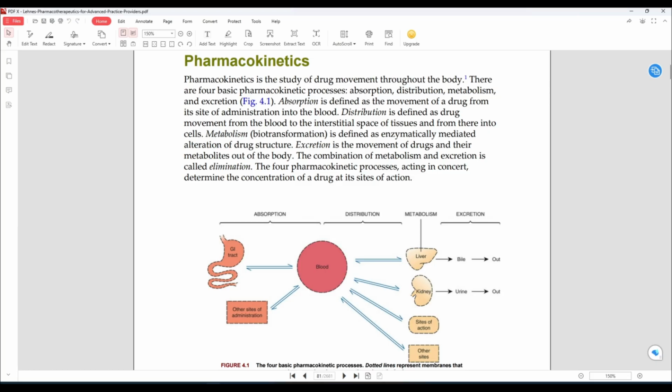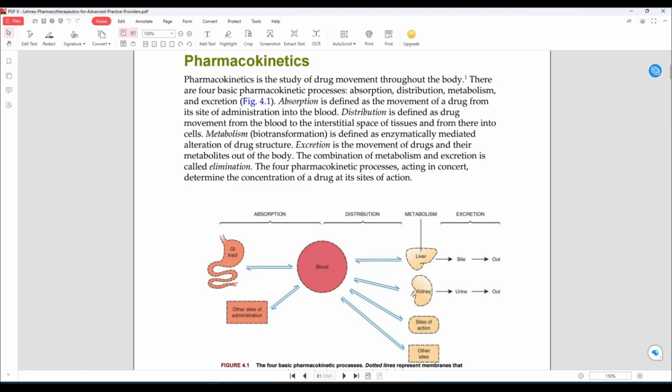Metabolism, or biotransformation, is defined as enzymatically mediated alteration of drug structure. Excretion is the movement of the drugs and their metabolites out of the body. The combination of metabolism and excretion is called elimination. The four pharmacokinetic processes acting in concert determine the concentration of a drug at its site of action.